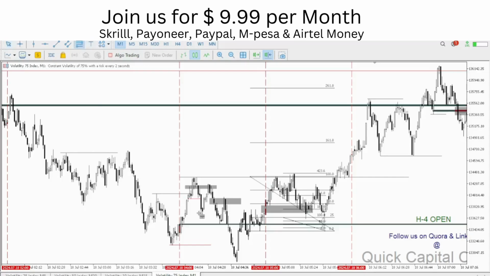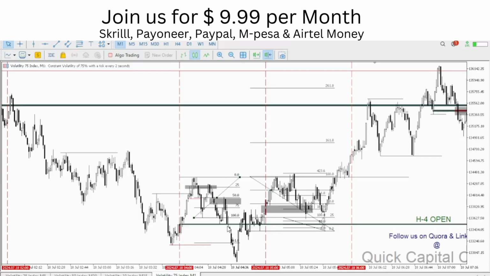So when you measure this using our system, you can see our target was hit successfully. This is just a measurement of our projections, and the stop loss, you know how we place it. The stop loss is placed at 25% of the 0 to 25 range.